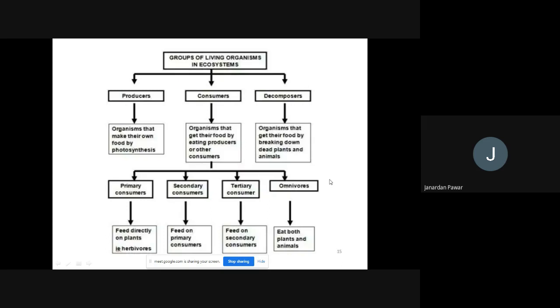As far as producers are concerned: organisms that make their own food by photosynthesis. There are certain plants, certain producers on the planet Earth. Producers means they make their own food. Have you seen trees asking for food? No. They go for the photosynthesis process.